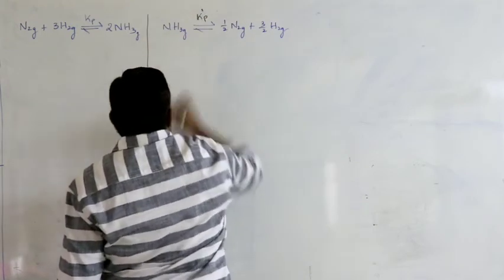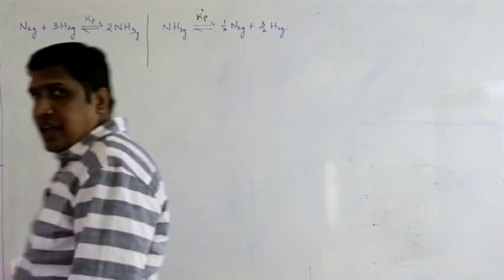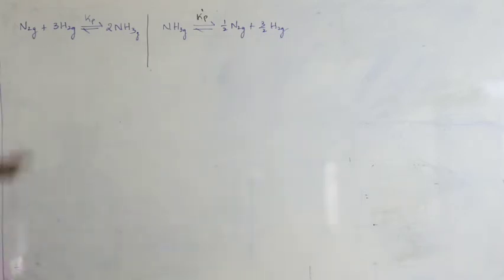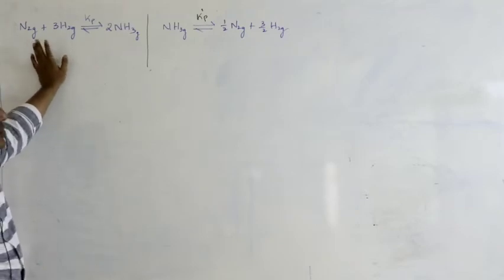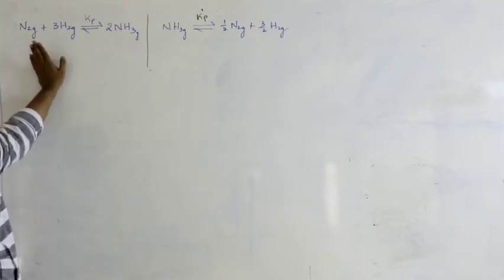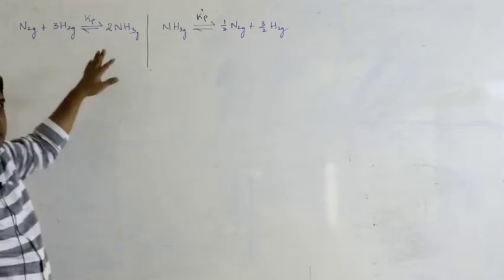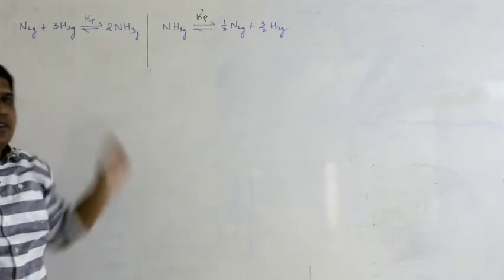Let us assume its equilibrium constant as K dash P. Now let us find the relation between Kp and K dash P. What I have done is I have reversed the reaction. At the same time, I have multiplied with half. After reversing, along with reversing, I have multiplied with half.